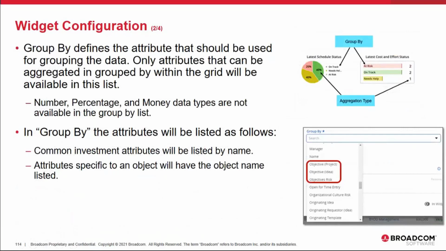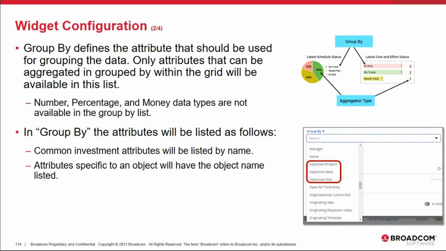The group by defines the attribute that should be used for grouping the data. Only attributes that can be aggregated in the group by within the grid view are the ones that are available in the group by. So right here, when you're defining a widget, there is a group by section, and this will list only those attributes that can be used in the group by for a grid view.